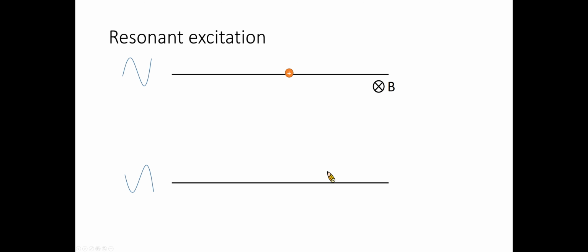If the frequency of the applied electric field is close to the ion's cyclotron frequency, the ion's motion will resonate with this electric field. As a result, the ions pick up energy from the electric field. The increased kinetic energy is observed as an increase in the ion's cyclotron radius.